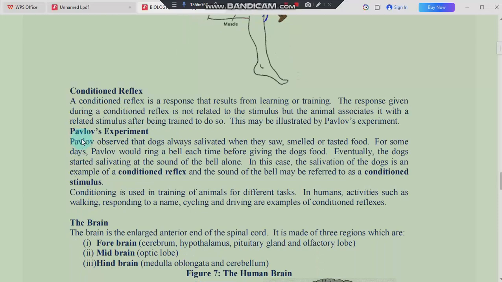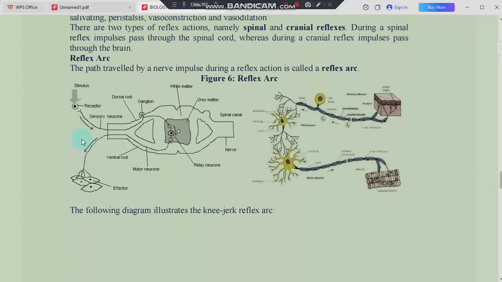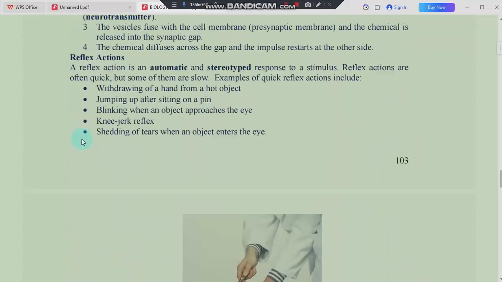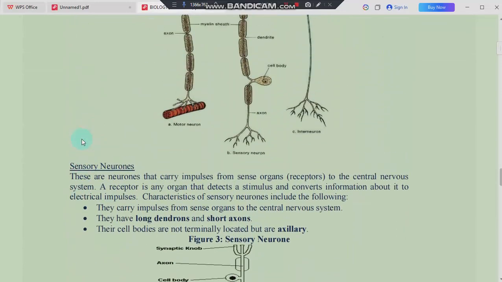So one day, Pavlov decided to come without any food, but he rang the bell, and the dog was still salivating and wagging its tail. And as it was giving that response, Pavlov came up with a conclusion to his experiment. He said a given response has no natural relationship to the stimulus. So that marks the end of our discussion on the neurons. All right, that also marks the end of our discussion on the central nervous system.